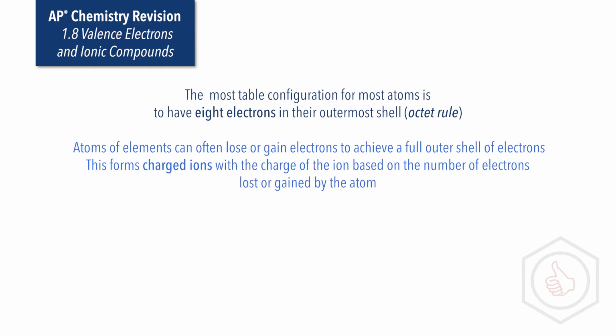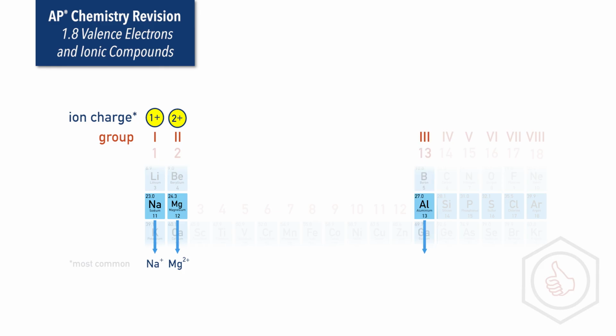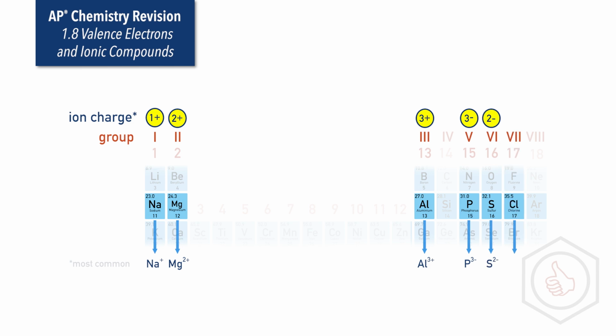gained by the atom. For example, Group 1 metals lose their 1 valence electron to form ions with a 1+ charge, Group 2 metals lose their 2 valence electrons to form ions with a 2+ charge, and Group 3 metals lose their 3 valence electrons to form ions with a 3+ charge. Nonmetals usually gain electrons to form negatively charged ions, anions, with Group 15 nonmetals forming ions with a 3- charge by gaining 3 electrons, Group 16 nonmetals gaining 2 electrons to form ions with a 2- charge, and Group 17 nonmetals gaining 1 electron to form ions with a 1- charge.